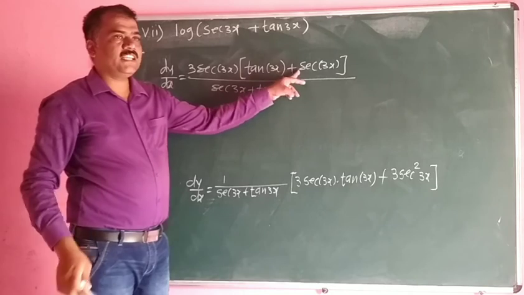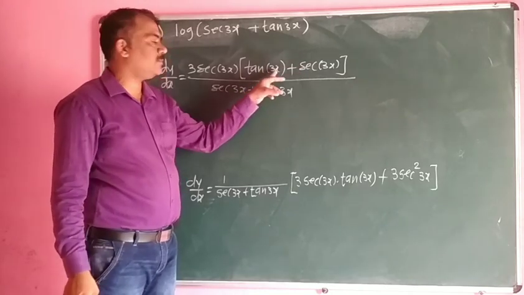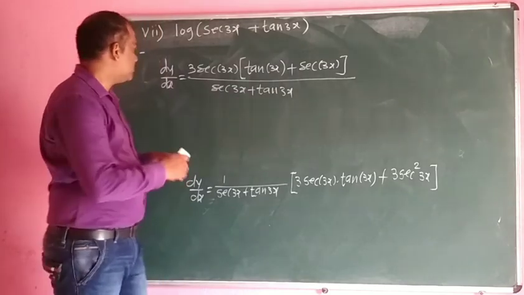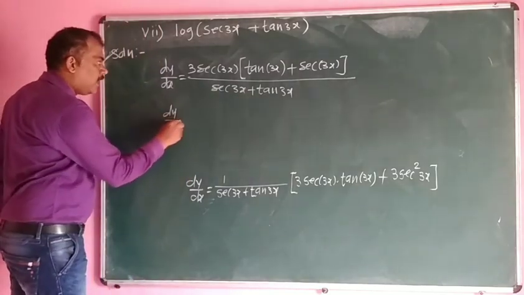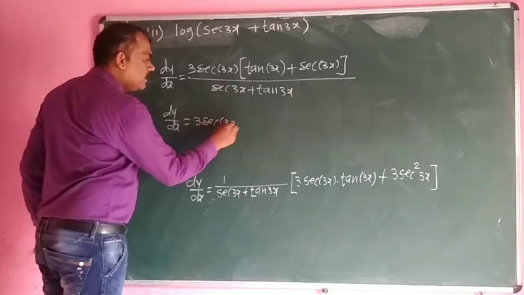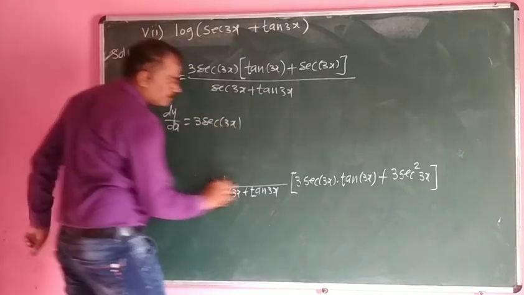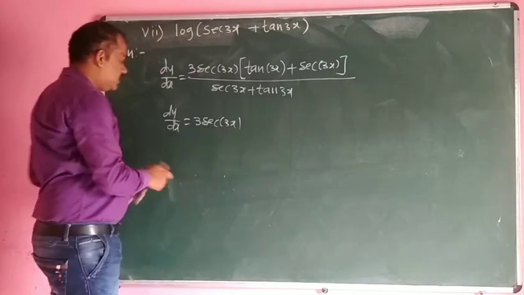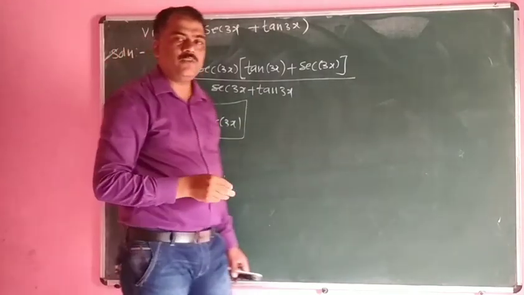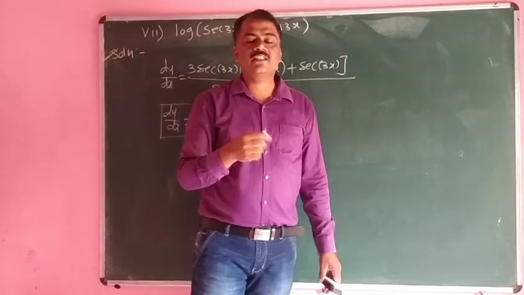Tan 3x plus sec 3x is nothing but sec 3x plus tan 3x, so this bracket gets cancelled. So what is remaining? dy by dx is equal to 3 times sec 3x. Okay, which is the required answer. Remaining examples we will discuss in the next video.